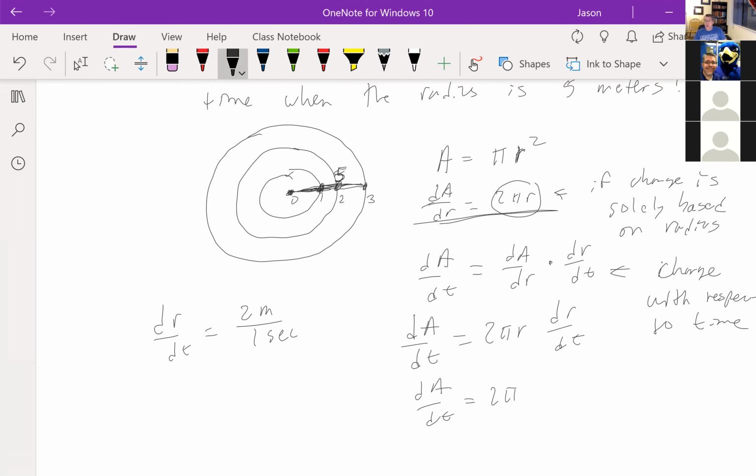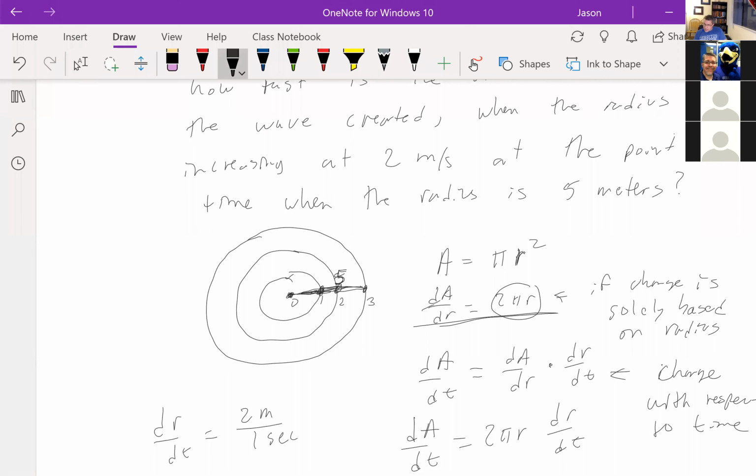What's the radius at the snapshot in time that I'm looking at? 2 meters? No. Let's go back to the question. What does it say? It says at the point in time when the radius is 5 meters. So we're taking the picture, click, when the radius is 5 meters. Does that make sense? Okay, good. Thank you, Giselle. So when it's 5 meters, we're taking that snapshot.